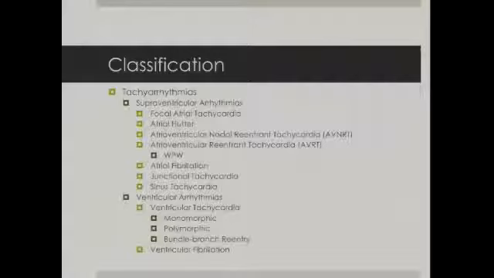Ventricular arrhythmias: ventricular tachycardia can be monomorphic, meaning that the electrical force is symmetric throughout the rhythm. Polymorphic is often caused by ischemia, heart attack, drugs, or genetic issues. Bundle branch reentry is just a sick ventricle. And then ventricular fibrillation, which equals death.